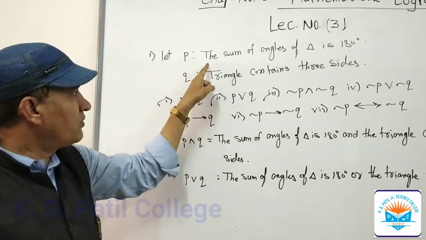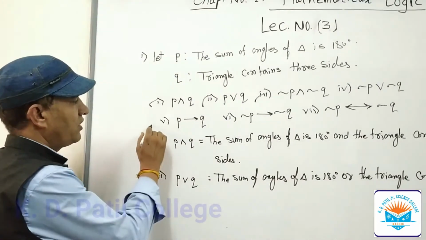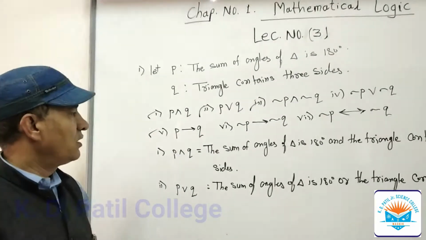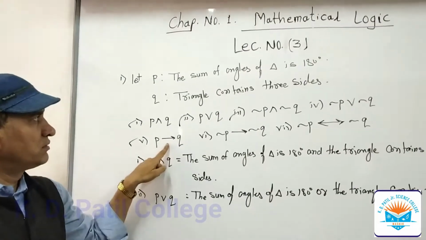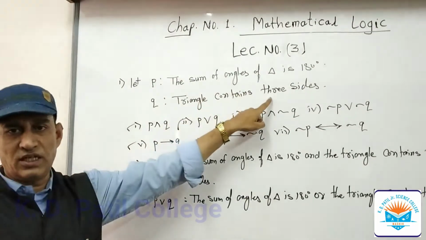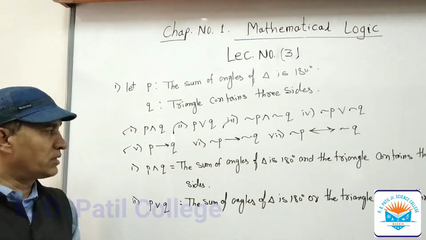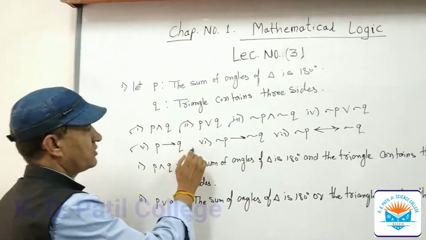The answer we are writing for the fifth one is: if the sum of the angles of a triangle is 180 degree, then it contains 3 sides. Now we are on the 6th one.